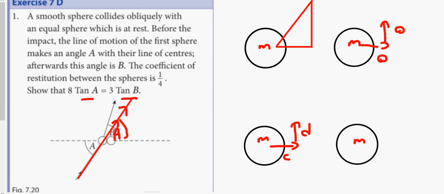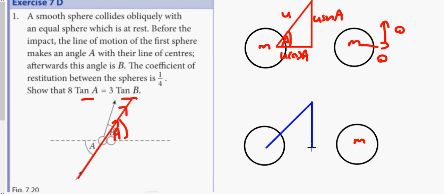Okay, so we're going to call this U. And this is angle A. So you're going to be U cos A, and you're going to be U sine A. Okay with that? Now, after the collision, there's a bit of difference here, okay? After collision, I'll do it in blue. And what do we have after the collision? What angle is it? B. Okay, it's B. And we'll just call it V. And this will be V cos B and V sine B.